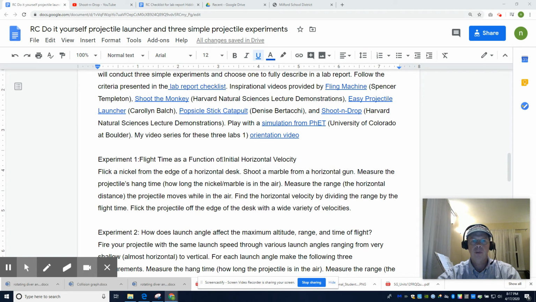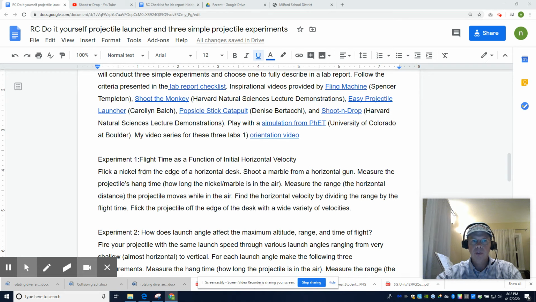Remember, y as a function of x. We're going to manipulate the initial horizontal velocity. That is, we're going to shoot this projectile from our little launcher, this guy right here, except it's going to be horizontal, and we're going to shoot it faster and faster and faster. So we're going to manipulate the launch velocity and see how the flight time is affected.